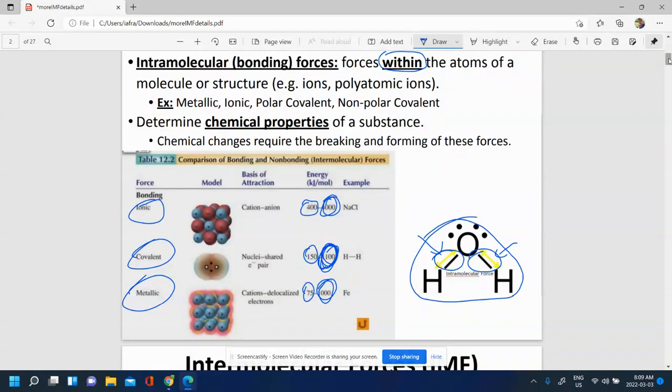Don't forget that the intramolecular forces, since they are the strong ones, and they are the ones that are responsible for holding the atoms within a substance together, they will determine the chemical properties overall. And so when you do a chemical reaction or chemical change, you're actually breaking these intramolecular bonds.